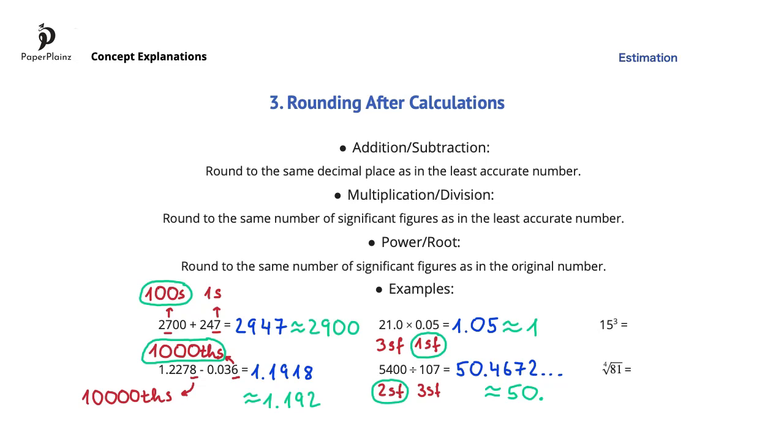Let's finish with powers and roots. 15 to the power of 3 is 3375, and 15 has two significant figures. This is what we will round to, so we get 3400. 81 under the fourth root is 3, and 81 has two significant figures. Now 3 is already to one significant figure, but we still have to give it to two significant figures, which will mean that we are going to write it as 3.0. Again, this is a relatively rare case that you will not see too often.